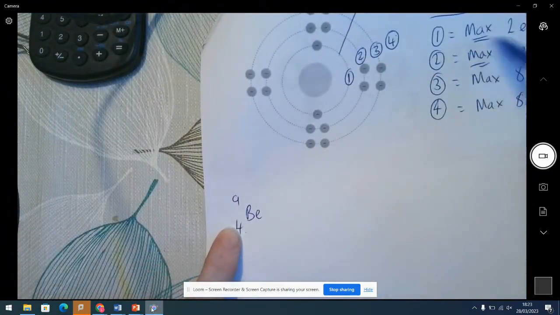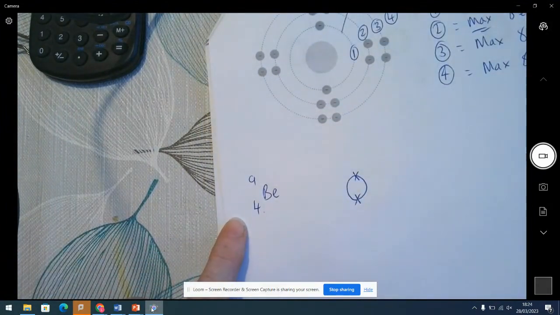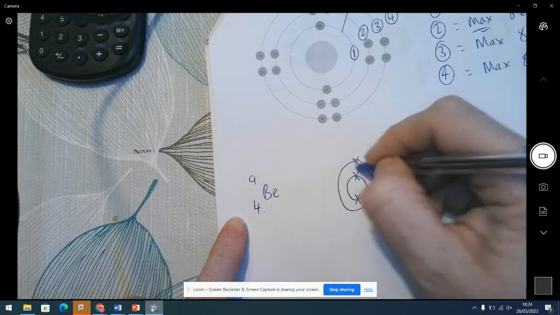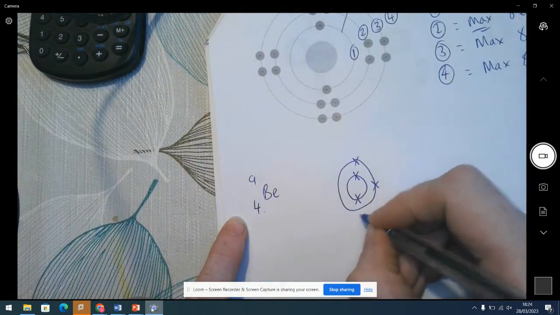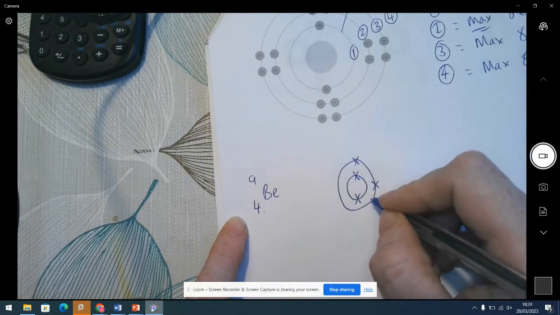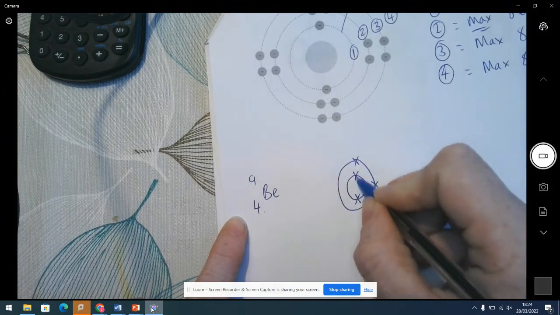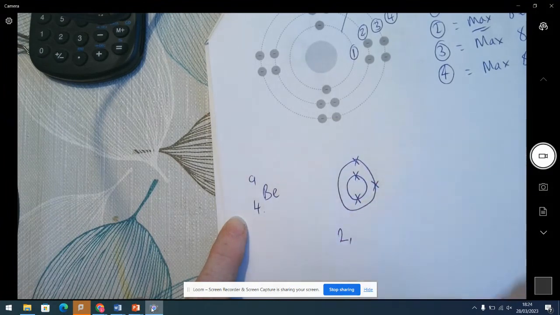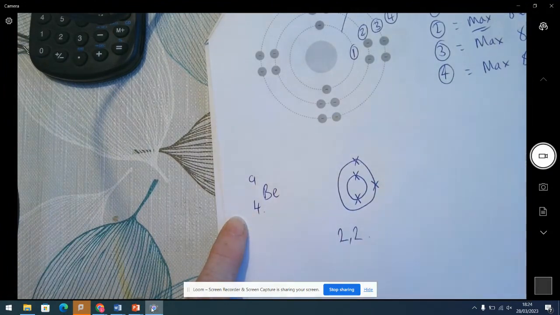I know from the rules the first shell can hold 2. So I do 2 electrons in my first shell, and then I do 2 electrons in my second shell. And we would then write the electron configuration for this atom. And all that is telling you the number of electrons in each shell. So I can see in my first shell there are 2 electrons. I do a comma. And then we've got 2 electrons in the second shell. So that would be the electron configuration for beryllium.